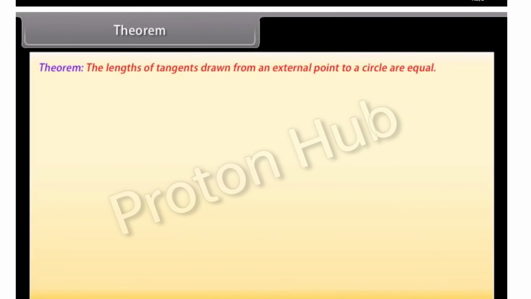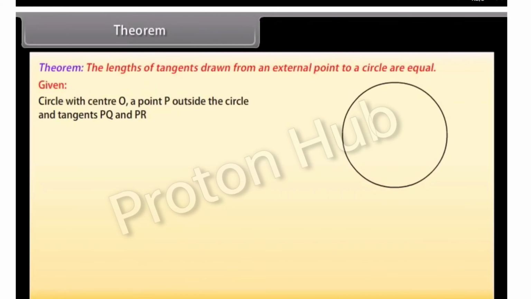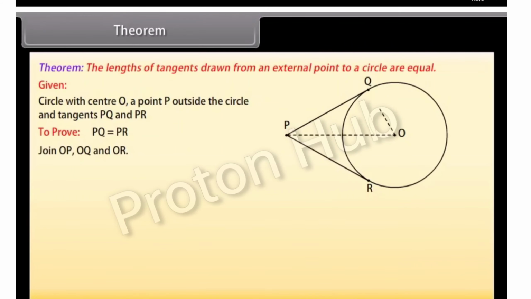Theorem. The lengths of tangents drawn from an external point to a circle are equal. We are given a circle with center O, a point P lying outside the circle, and 2 tangents PQ, PR on the circle from P. We need to prove that PQ is equal to PR. Let's join OP, OQ, and OR.